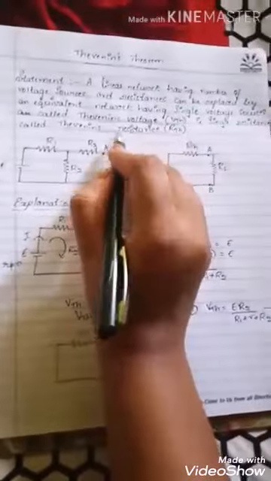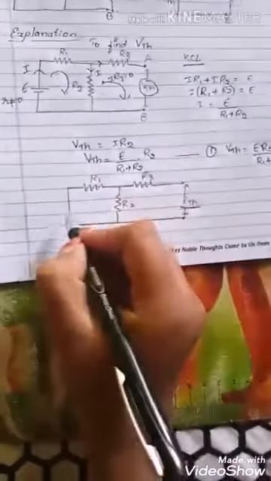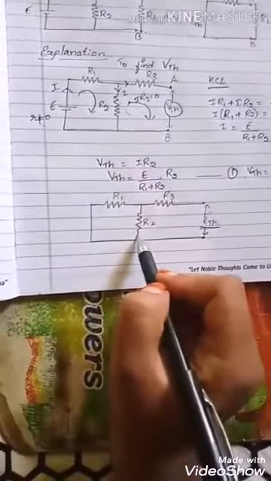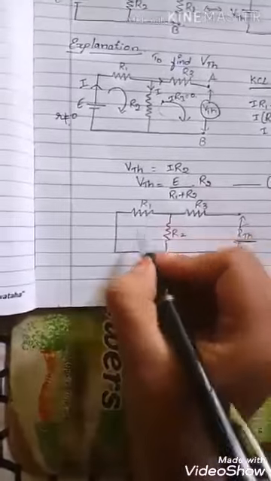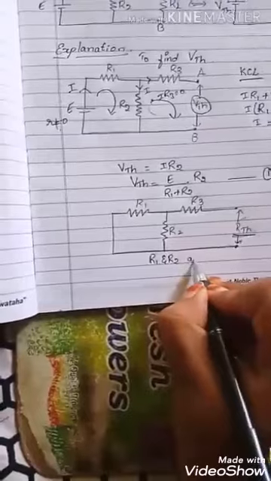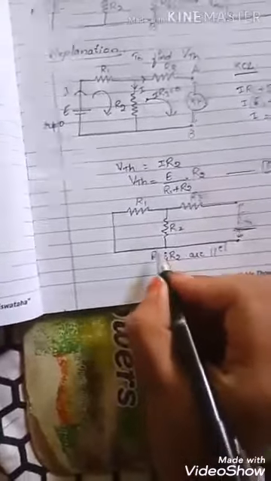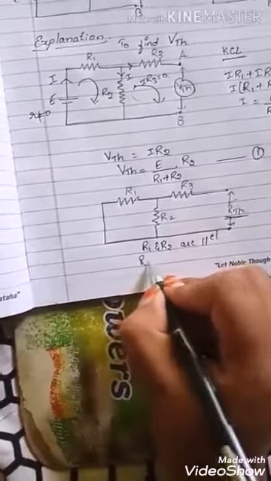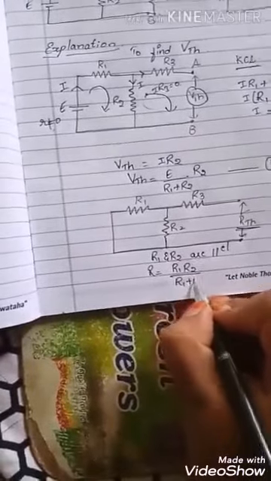Now second, let us find the Thevenin's resistance RTH. Here the EMF, the cell, is removed and the wires are short circuited. Now in this we can say R1 and R2 are parallel. So we have two resistors connected in parallel, and R equals R1 R2 divided by R1 plus R2.